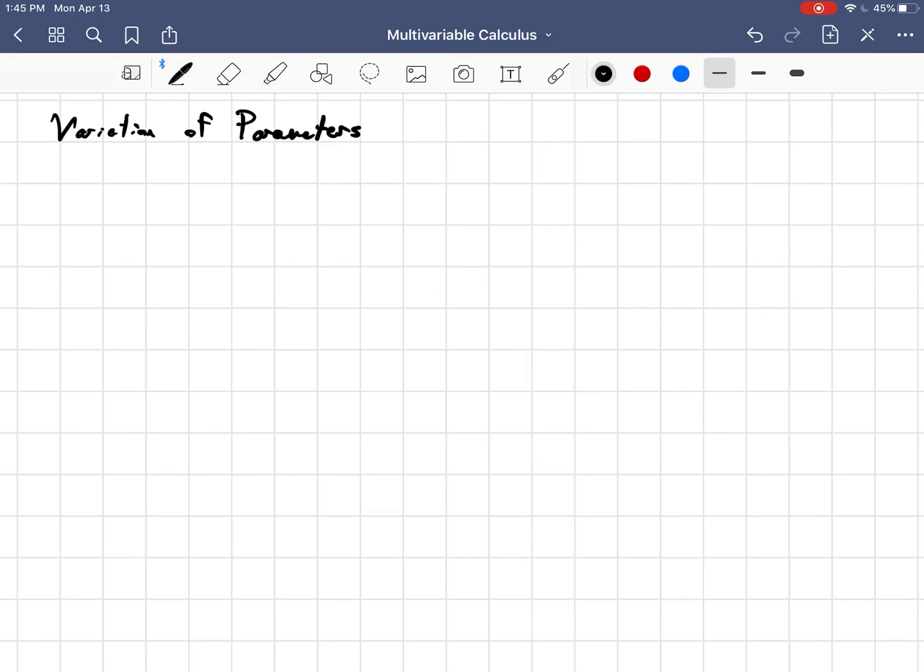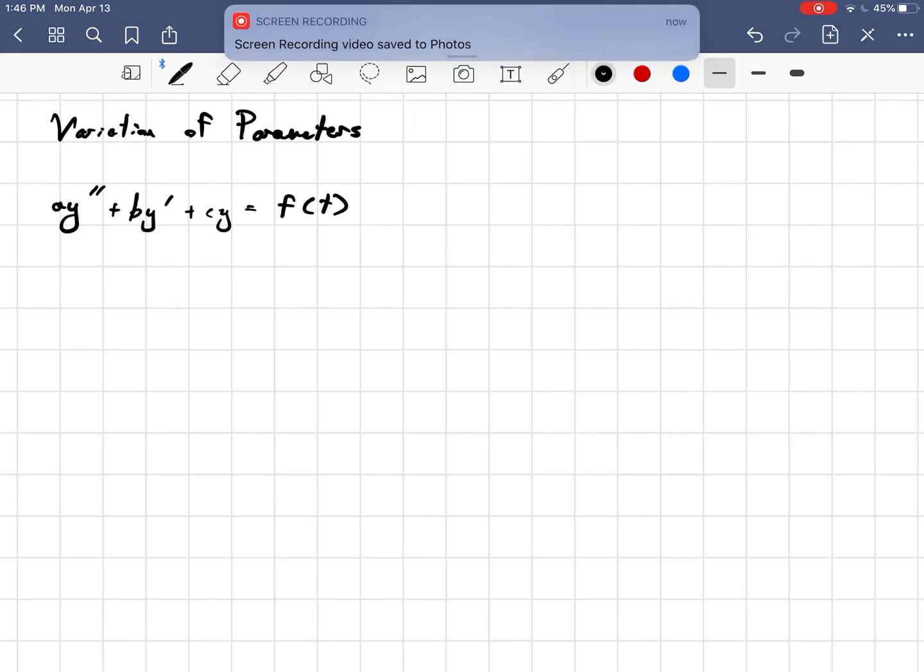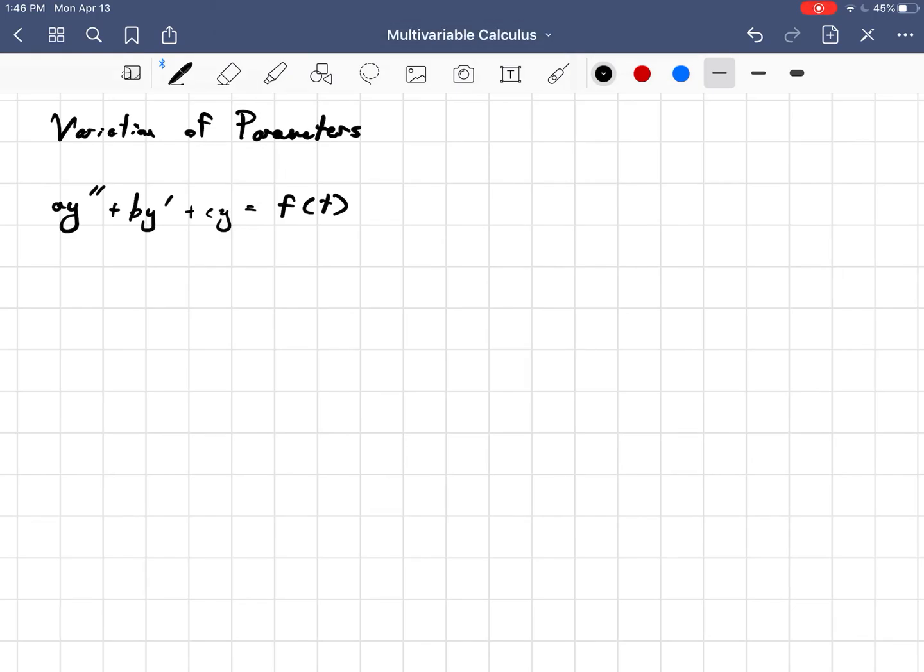And variation of parameters works with a much broader class of second-order linear differential equations than the method of undetermined coefficients. Later on, you'll see we're going to have to do some integrals, and provided that all the integrals actually have antiderivatives, then it can solve any differential equation of the form ay double prime plus by prime plus cy equals any function of t on the right side. So not just limited to sine, cosine, e, and power functions.